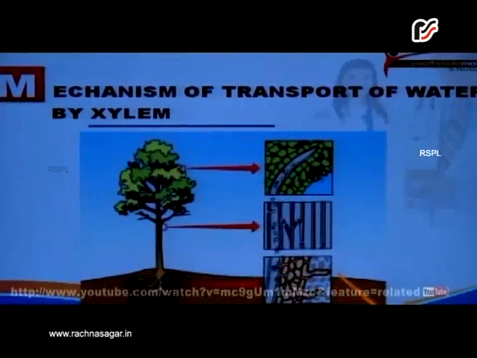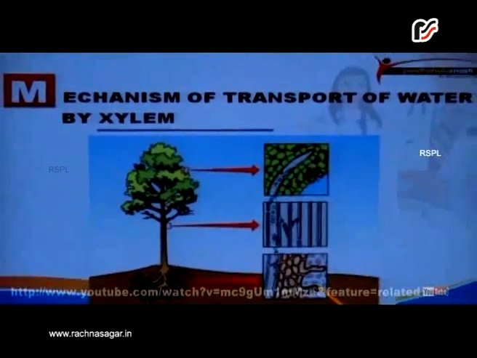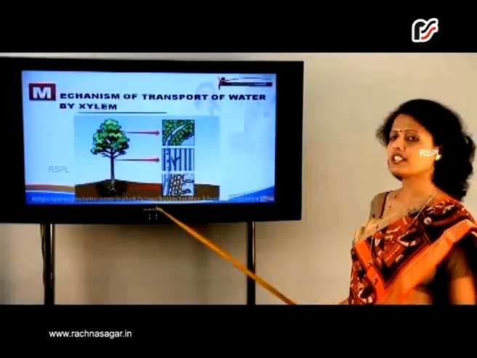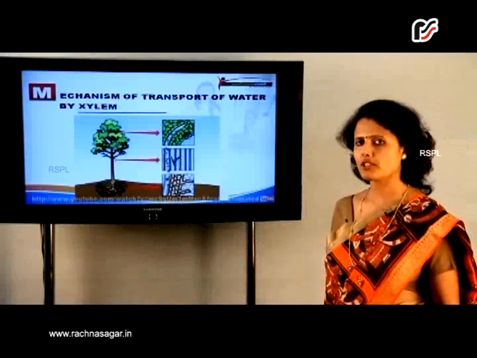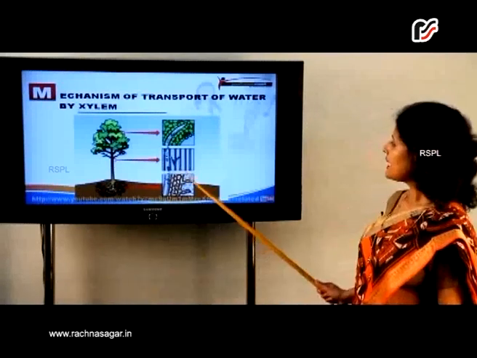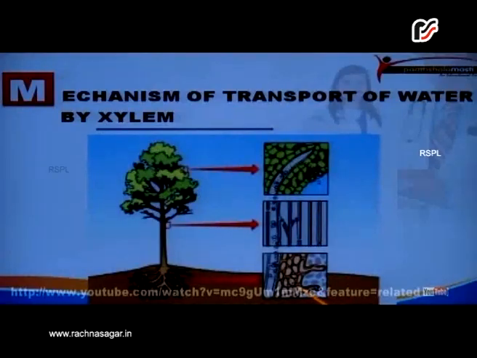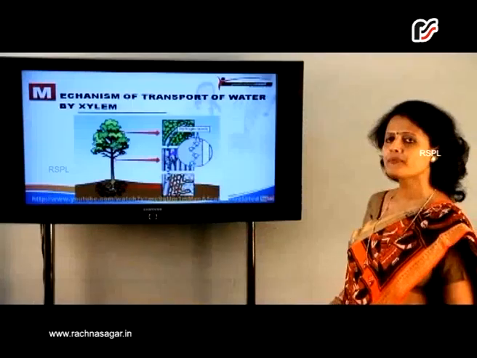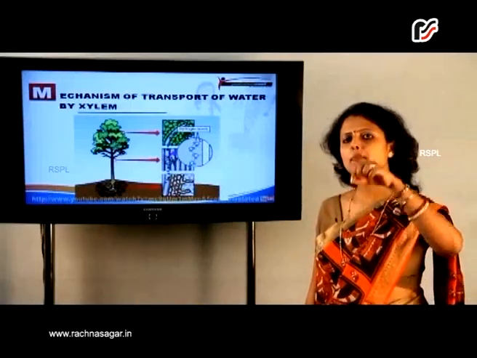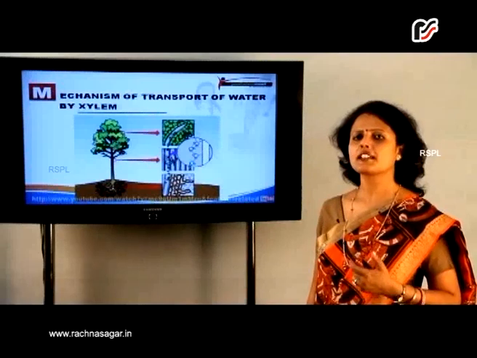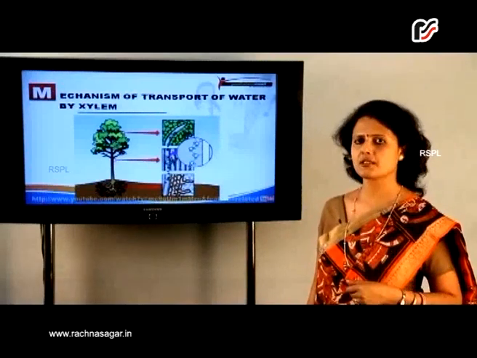First, children, the root hair cells take up water actively by the process of osmosis. That's the first step. These water molecules slowly move through the different tissues and ultimately enter into the xylem tissue. Within the xylem, the water molecules form a continuous water column which is slowly pulled up against gravity by the process of transpiration pull.